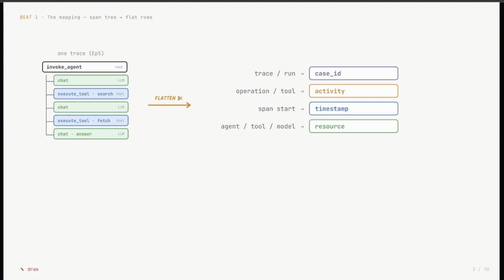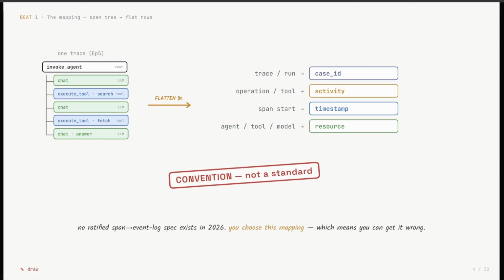Also, here for the resource, which is usually the name of the person that took an action in your organization. In this case, it will be the agent or the ID of the agent. One thing to be clear-eyed about is that there is no convention that says, okay, this is how we do it, or there is no rule. This is more like a convention that was created from practice by different engineers who needed to do this before. So there is no document that sets this in stone. But the mapping is very easy if you do it this way.